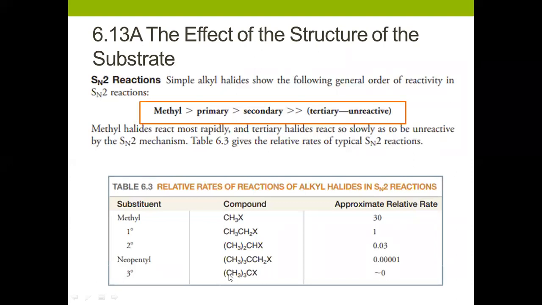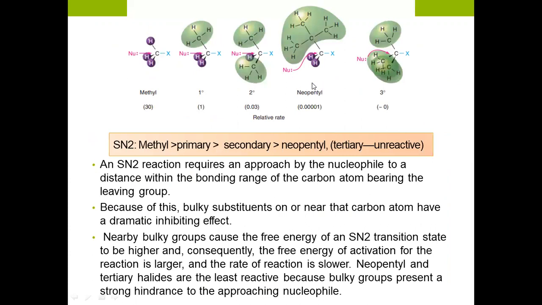So whenever you have bulky groups attached to your carbon bearing the leaving group, it will always hinder the SN2 reaction. That's why in the SN2 reaction, the rate of the reaction is higher, faster, when you have only methyl groups attached to the halide, then you have your 1 degree alkyl halides, and so on. Okay, so basically, it's only possible with methyl and primary, and very, very slow with the 2 degree alkyl halide.